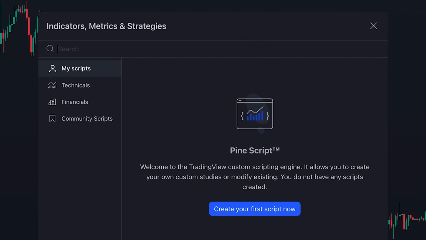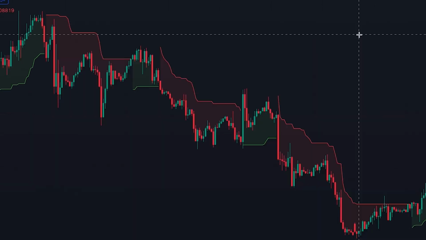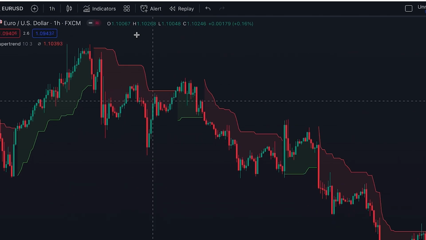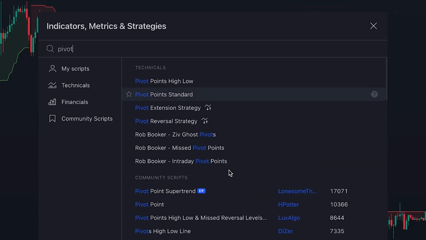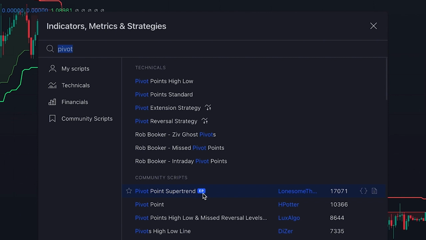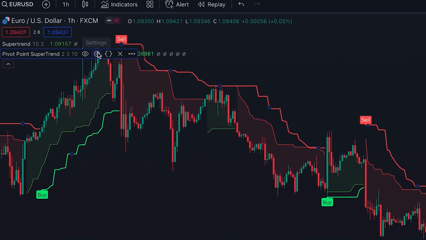The first one that we want to add is Super Trend. We add this one, which is a built-in indicator on the TradingView platform, and we use this Super Trend with its default settings. We must also add another type of Super Trend, which is Pivot Point Super Trend. This one is an editor's picks indicator, and it's written by someone named LonesomeTheBlue. And for this one, we must change its settings so it can better match our trading strategy.